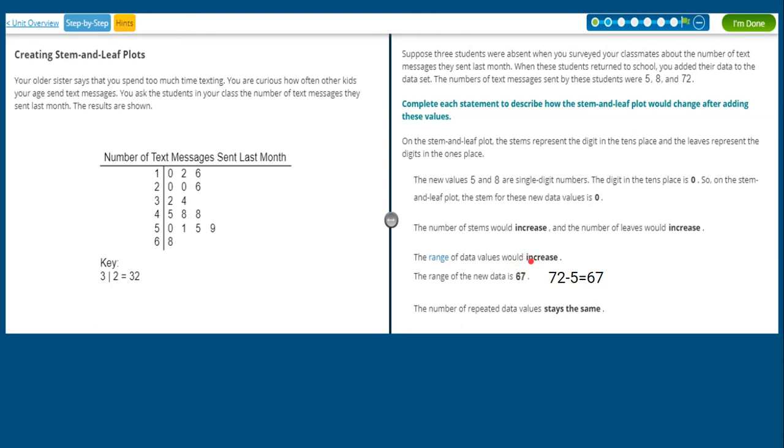Okay? So now the range value would also increase. Now watch this carefully. Right now, the highest number was 68. But when I put in this data right here, the highest number is not going to be 68, it's going to be 72. And then the lowest number is not going to be 10 anymore. The lowest number is going to be 5. So I would take the 72 and subtract 5, and I get 67. So the range would be 67. Then it says the number of repeated data values will stay the same. So there is no new data value that will repeat.